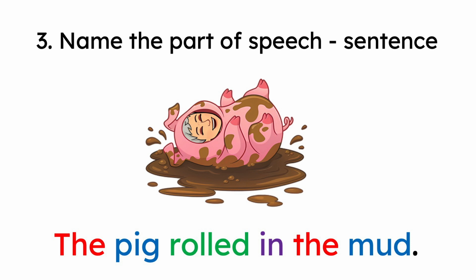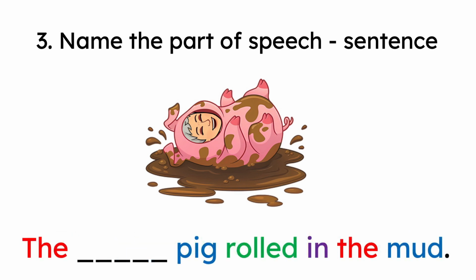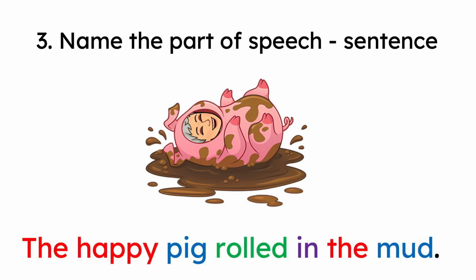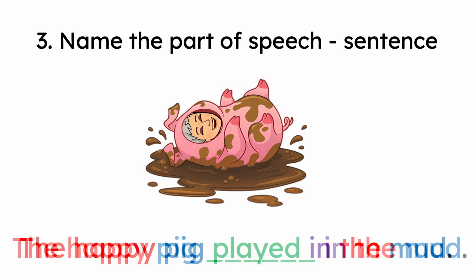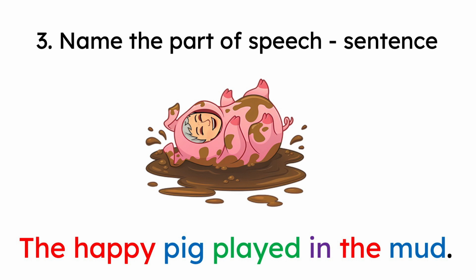Now, if you want to keep this activity going, we can add words or change words. So the pig. Let's add an adjective. Where does the adjective go? Before the noun. So what kind of pig is it? Maybe you said pink, or I said happy. The happy pig rolled in the mud. Now what if we change the verb? Which one's the verb? Rolled. Okay, let's take rolled out, and what are we going to put there instead? Maybe we could say played. The happy pig played in the mud.